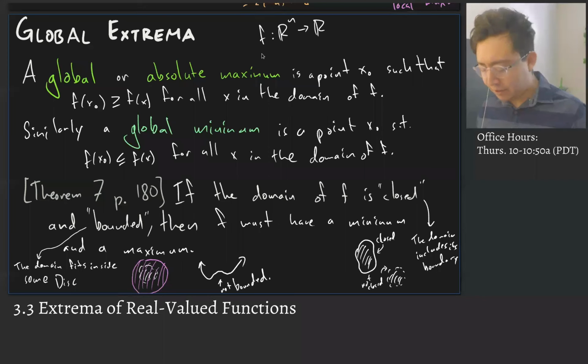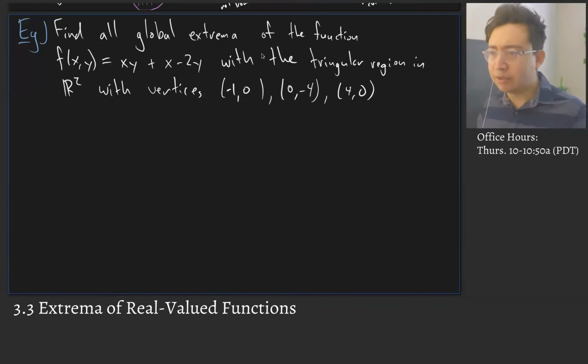So for global extrema, basically we're going to have some domain for the function, and we're going to be able to find the maximum value and the minimum value along that domain. Okay, so let's look at an example here.